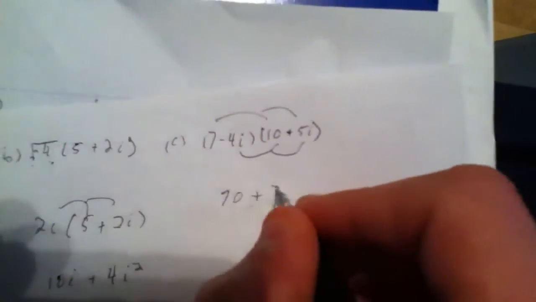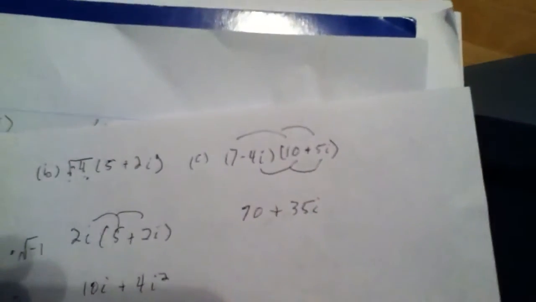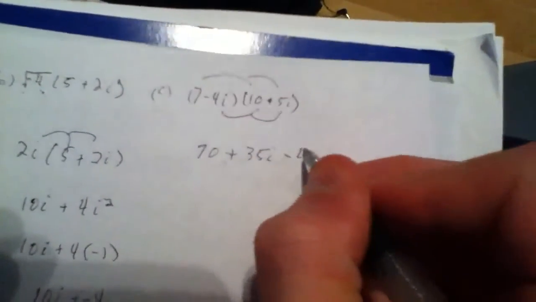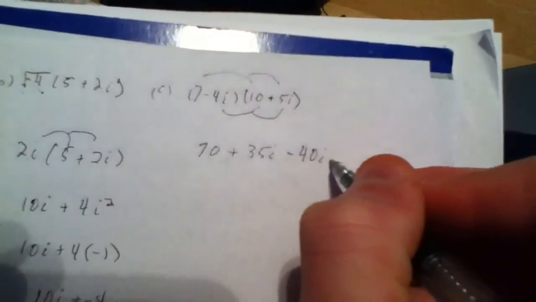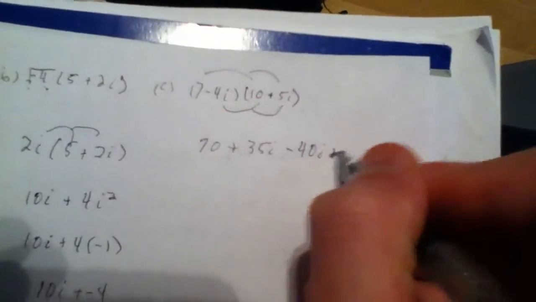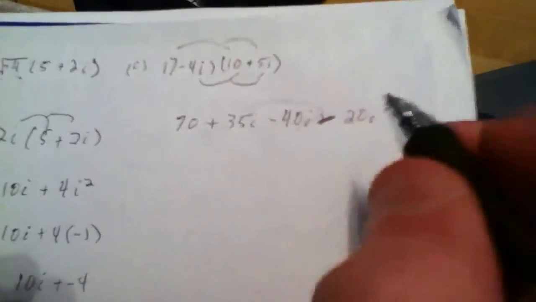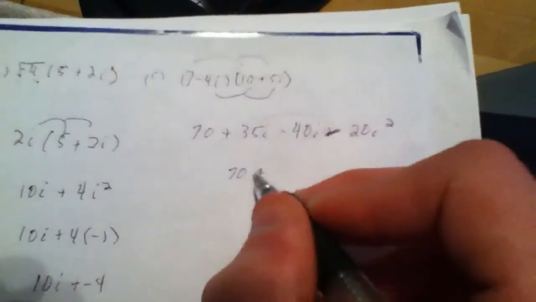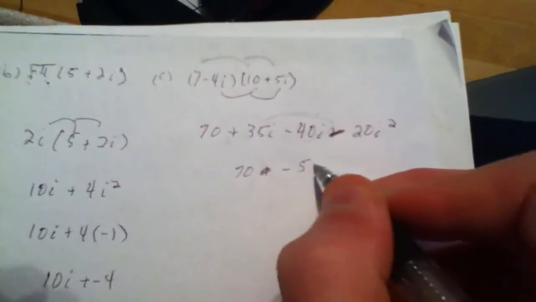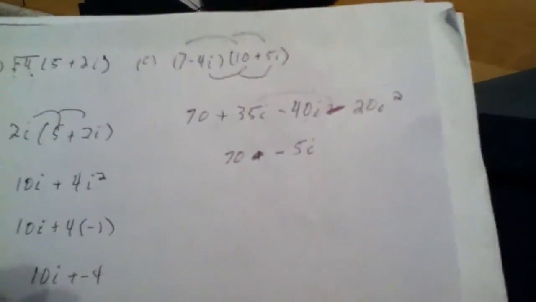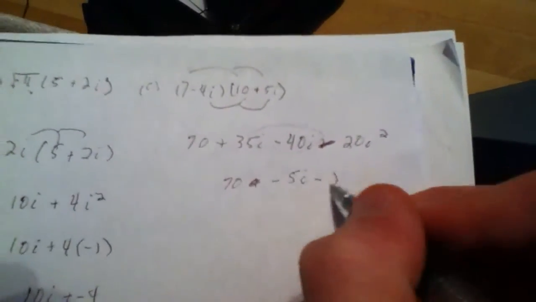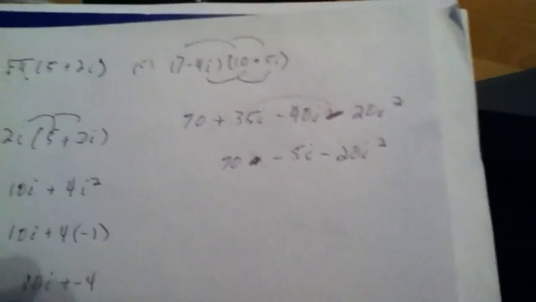So you get 70 plus 35i, and then multiplying the bottom, minus 40i minus 20i squared. Alright, and then combine these middle terms, so you get 70 minus 5i, and then you get minus 20i squared.